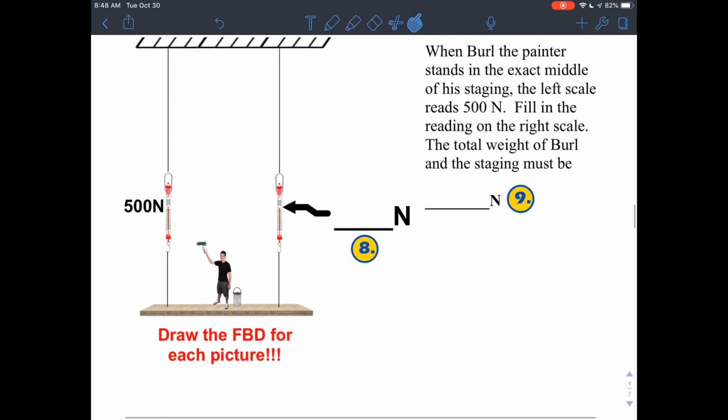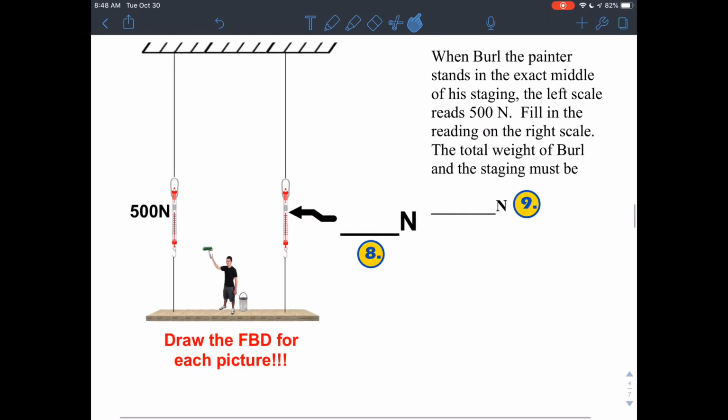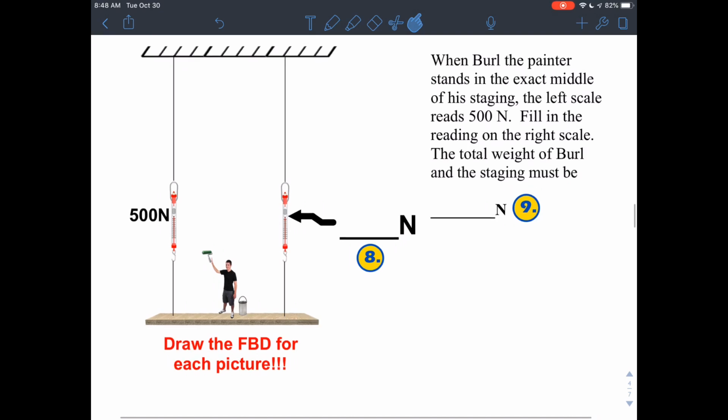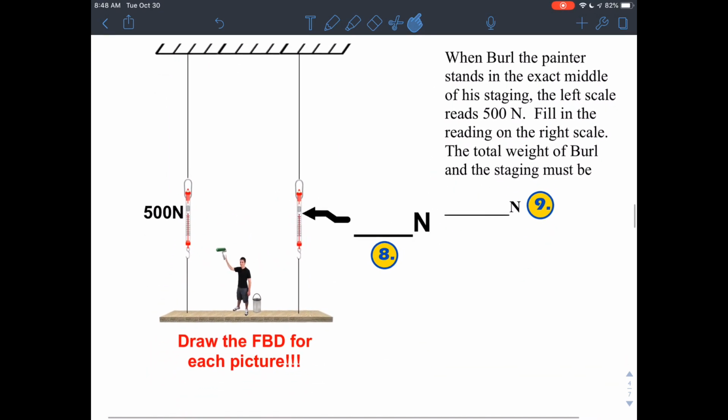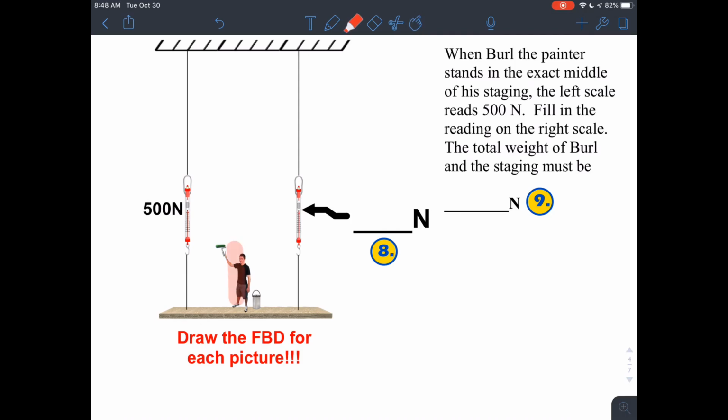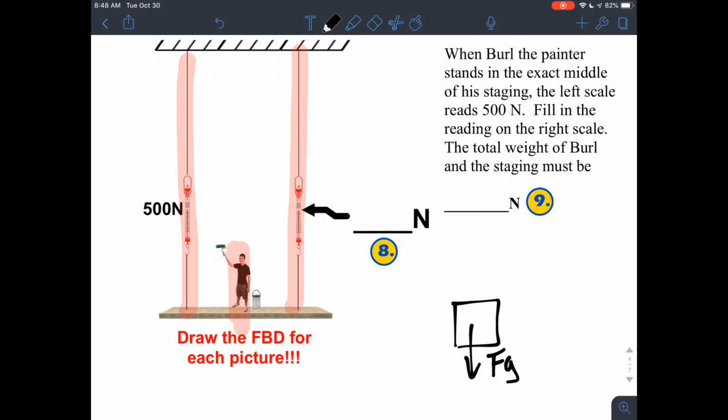All right. So now we've got a different scenario here. We've got a painter standing on a board, and it is supported by two sources of tension. We are told that in this case, the painter is in the center, the tension to the left is 500, and the tension to the right is unknown. Well, in this case, we see that we've got the Earth pulling our painter down, and then we're going to have two sources of tension pulling him up, Ft and Ft. And of course, these two sources of tension must add up to give us our weight.